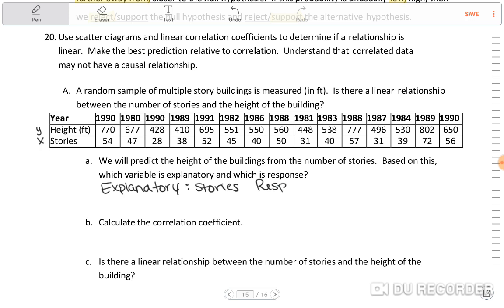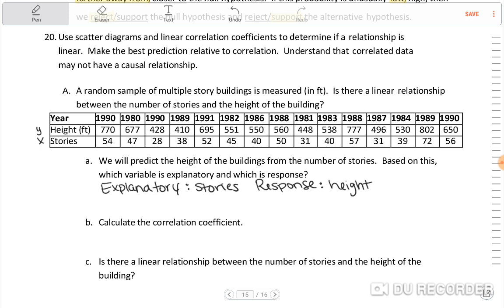And the response, so that's what's being predicted, right? So what are we predicting here? And that's going to be the height of the building. Okay, calculate the correlation coefficient. So this is your chapter 4 stuff right here, okay?